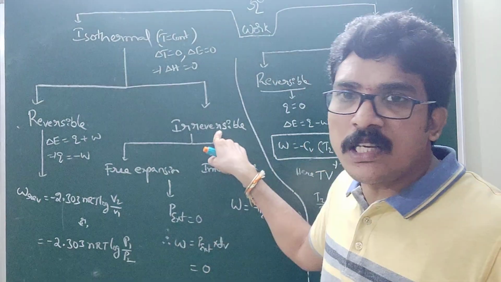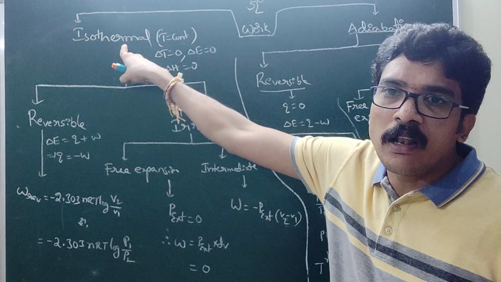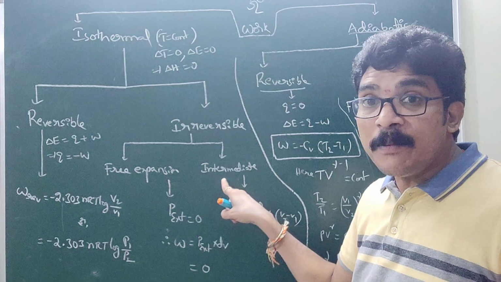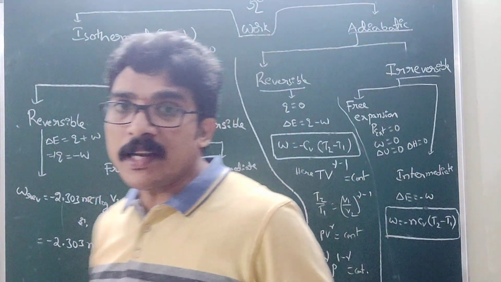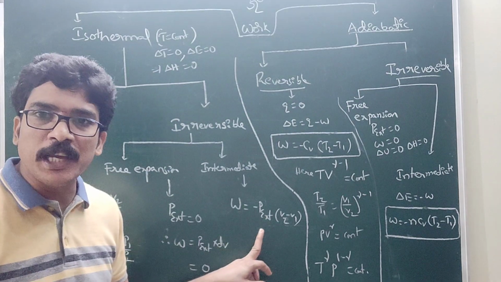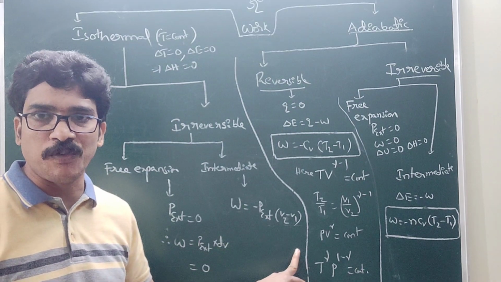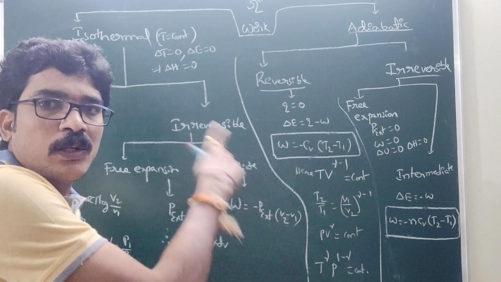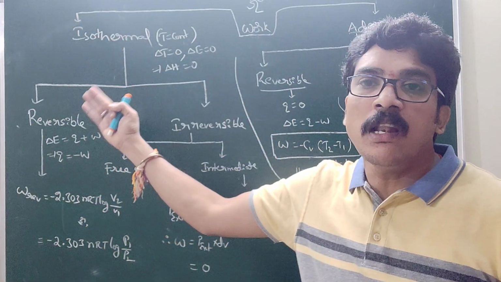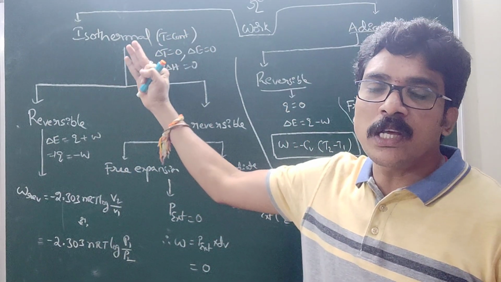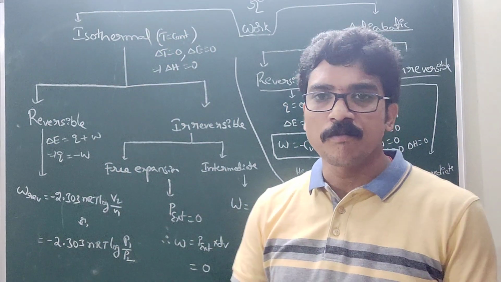In an irreversible process, isothermal work in intermediate expansion can be calculated by the formula work is equal to minus P external into V2 minus V1. Yes, these are the formulas to calculate the work done in isothermal reversible and isothermal irreversible processes.